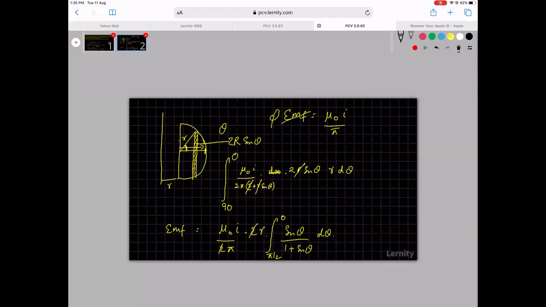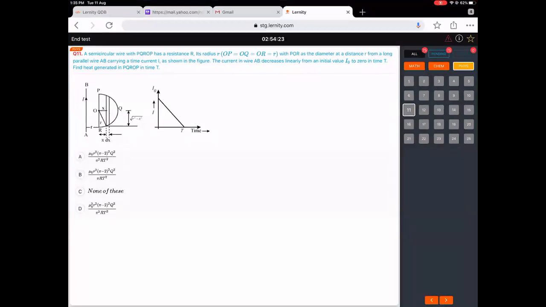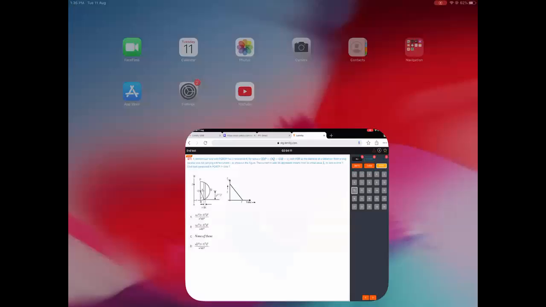Pi into r into the integral from pi by 2 to 0 of sine theta into (1 plus sine theta). Okay, I will find this out. Otherwise, when you look at the EMF, only I will be changing, and the rest is constant. So I have a di by dt, and the di by dt is given to you. Okay, this is capital R. No problem, I will sort that out.